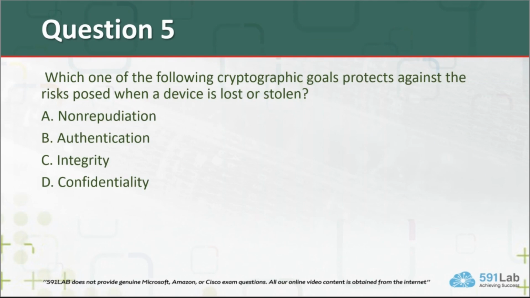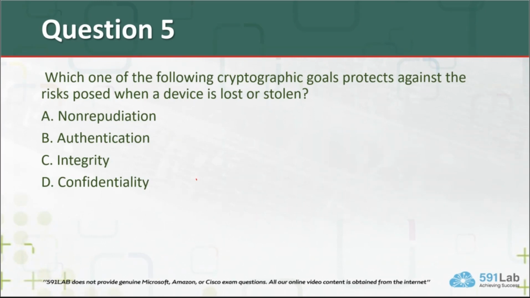Which one of the following cryptographic goals protects against the risks posed when a device is lost or stolen? Is it non-repudiation? Is it authentication? Is it integrity? Or is it confidentiality? So when you lose a device, you're most concerned with the data on it. You don't want the attacker or the thief to reveal the valuable information that is available on your device. So we are mostly concerned here with confidentiality.